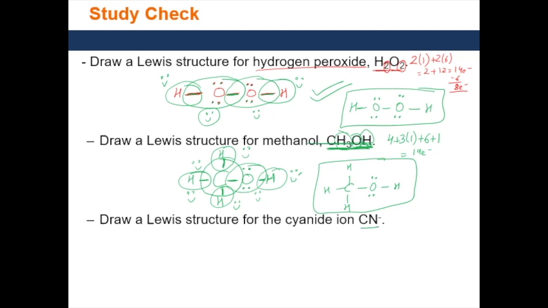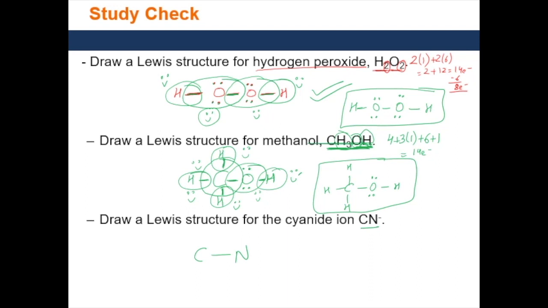Okay, CN minus, this is an ion. This has a negative charge. So now let's draw the structure for this. Here, who will come in the middle? There's literally no middle. One is carbon, one is nitrogen. That's it. Draw them, join them with a single bond.